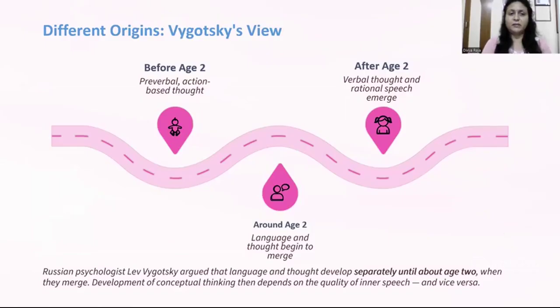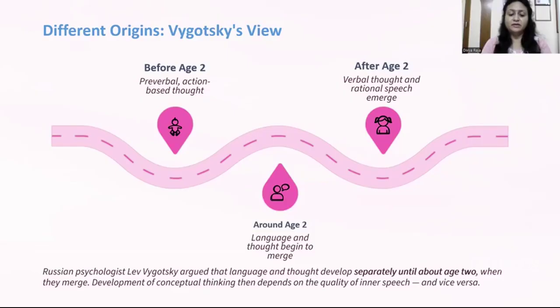And when we come to different origins, we are going to discuss the view of the Russian psychologist Lev Vygotsky. He said that thoughts and language develop separately in a child before 2 years of age. After 2 years of age, they merge, but before 2 years, thought is pre-verbal and the child experiences thought more in the form of action.